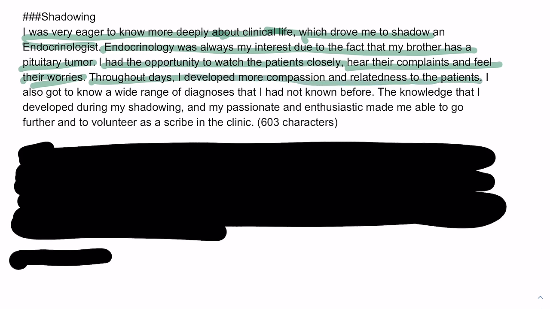"I developed more compassion and relatedness to the patients." I don't need to know, right? The sales pitch. I'm compassionate. I'm empathetic. I can connect with these patients. "I also got to know a wide range of diagnoses that I had not known before." Yeah, there's going to be even more that you don't know about that you're going to learn in medical school. So again, just super generic stuff that just doesn't help the reader.